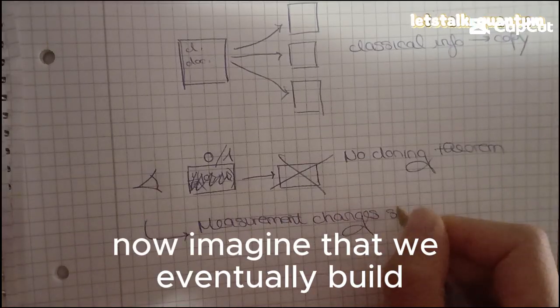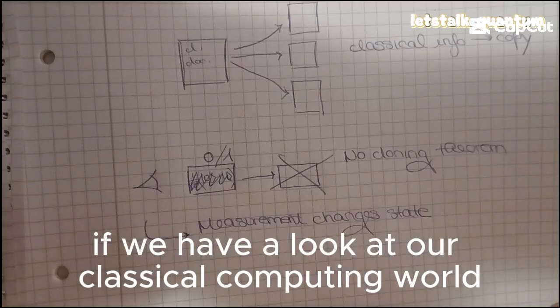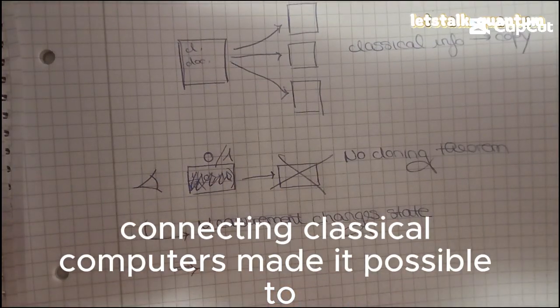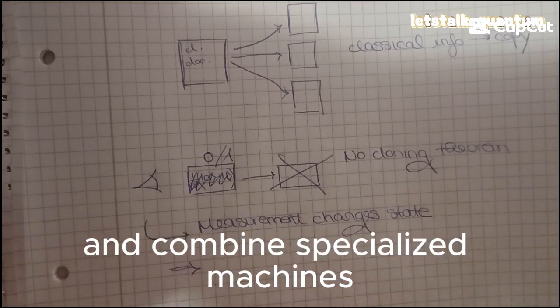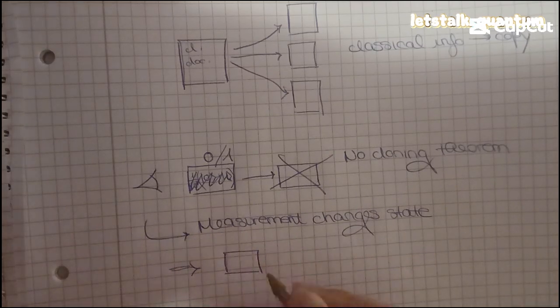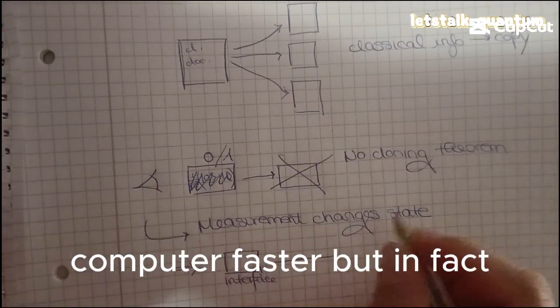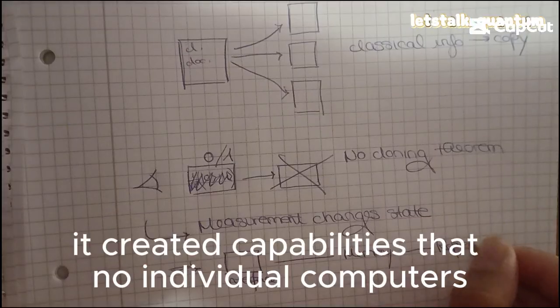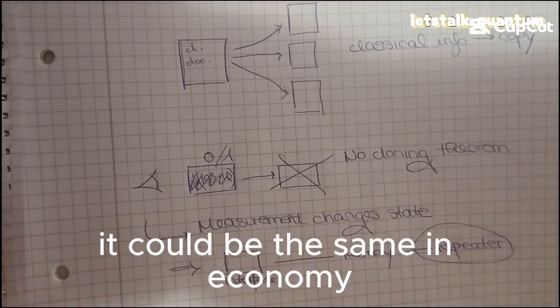Now imagine that we eventually build useful quantum processors. Again, if we have a look at our classical computing world, connecting classical computers made it possible to share information, access remote resources, and combine specialized machines. The internet did not simply make each individual computer faster, but in fact it created capabilities that no individual computer could provide alone. It could be the same in a quantum world.